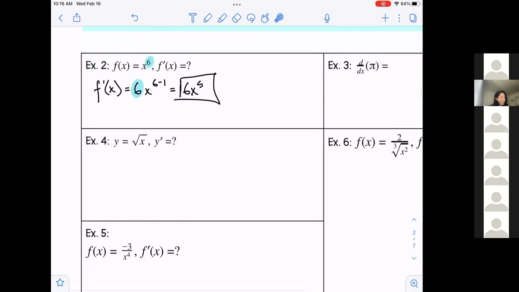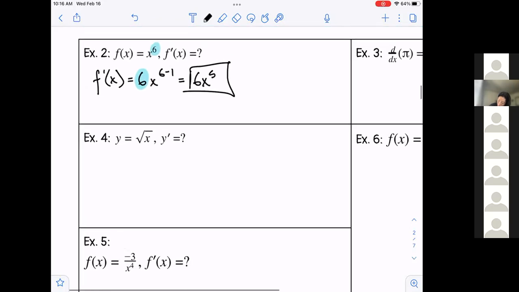All right, let's actually try example 4 next. Those of you who had me last semester might be able to answer this question a little bit more readily. Before we do anything, we see y equals the square root of x and y prime equals question mark. That's the same thing as saying, what is f prime of x? We're just using a different symbol.